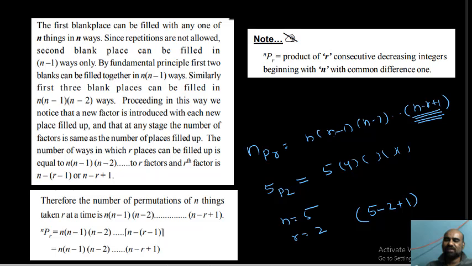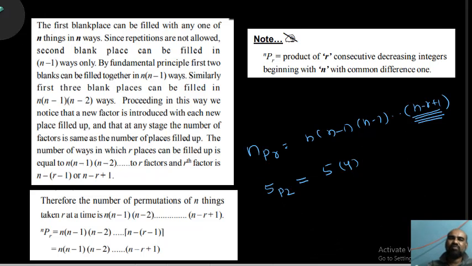It is 5 only, then 5 minus 1, 4. So 5 minus 2, that is 3, we won't get here, because the last bracket is only 4. What is the meaning of that? 5P2 means 5 into 4 only. That is 20. The value of 5P2 is 20. I hope you people are following.